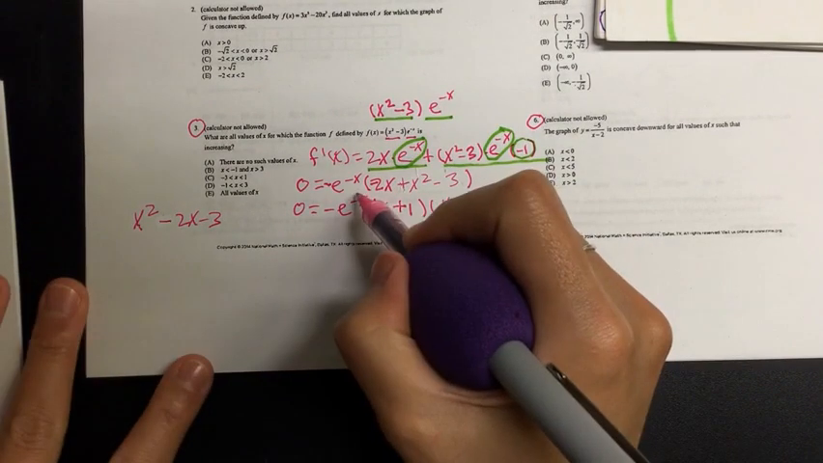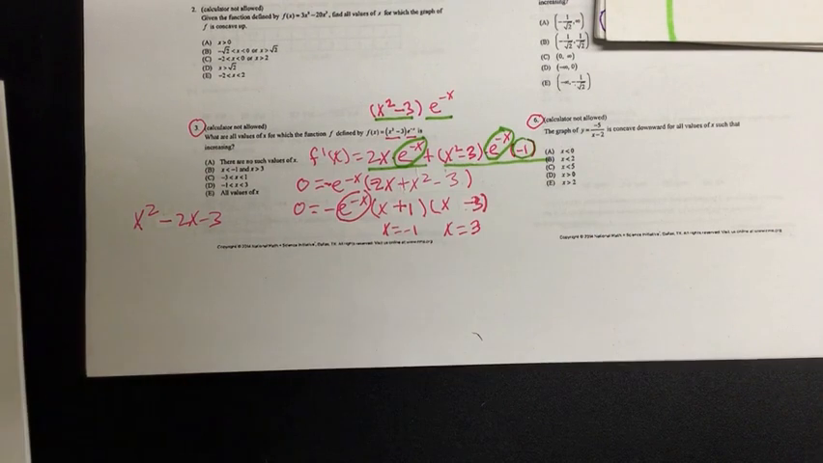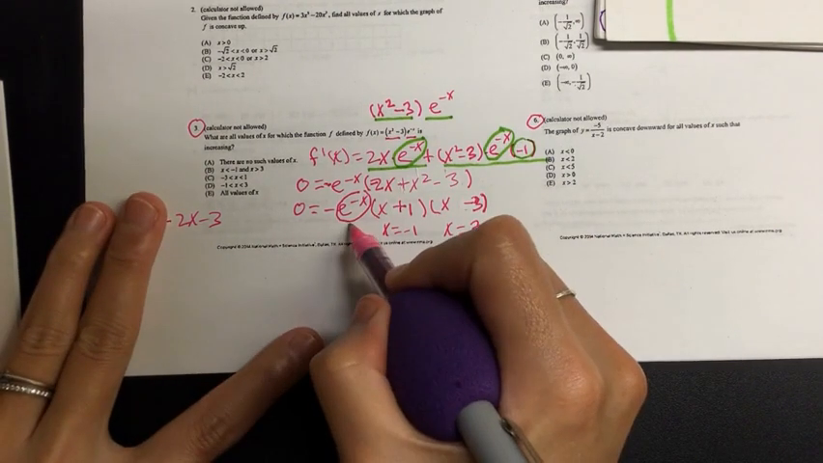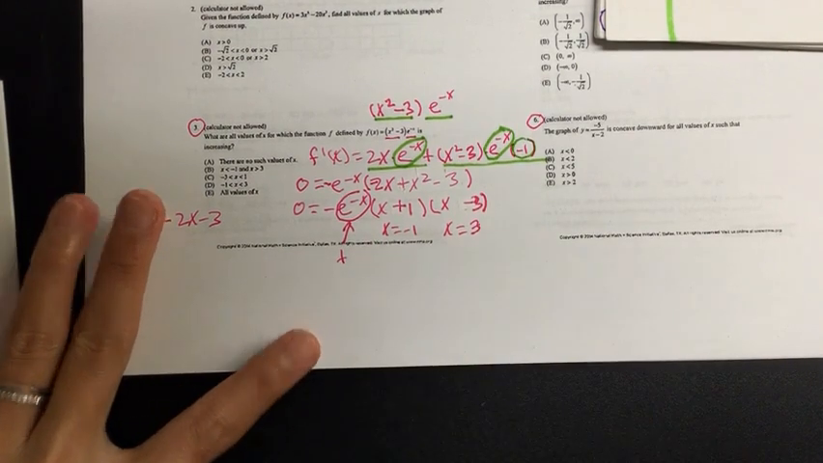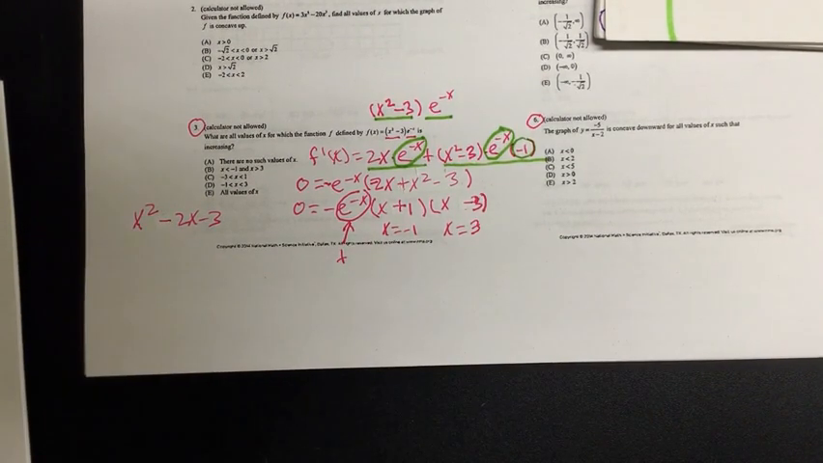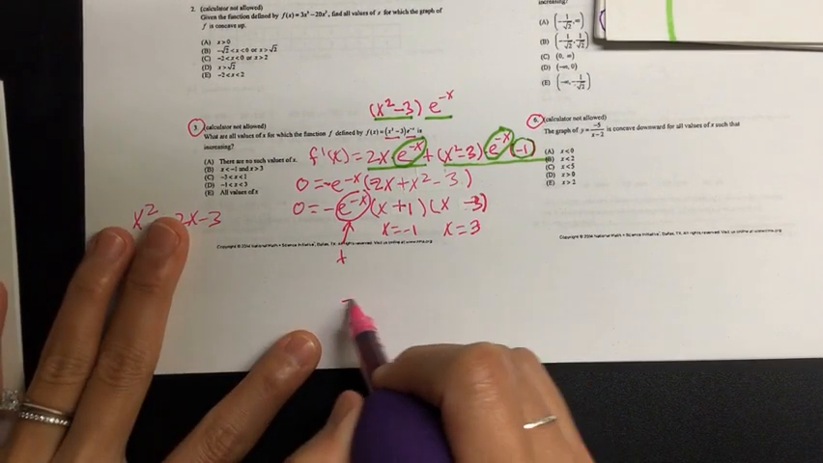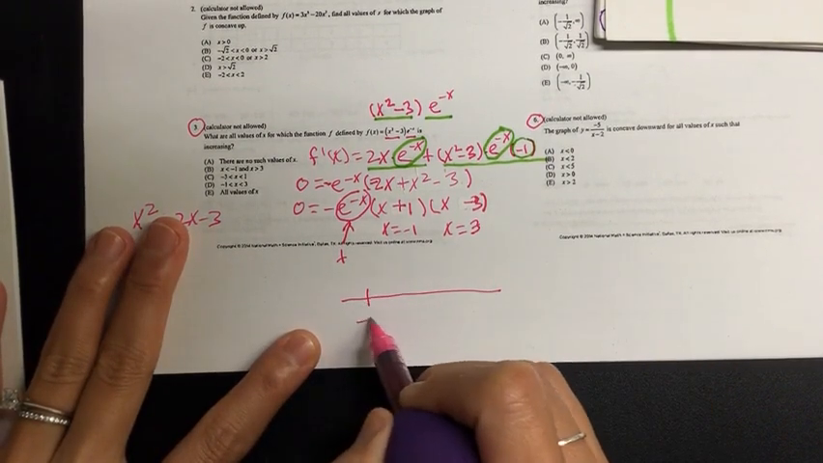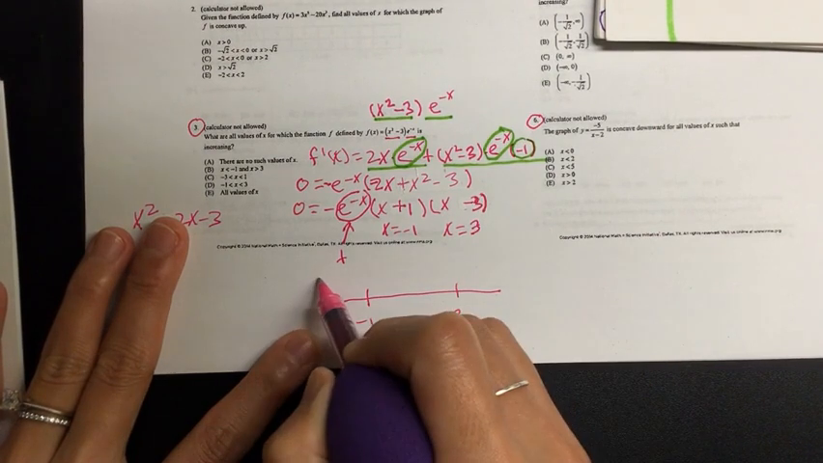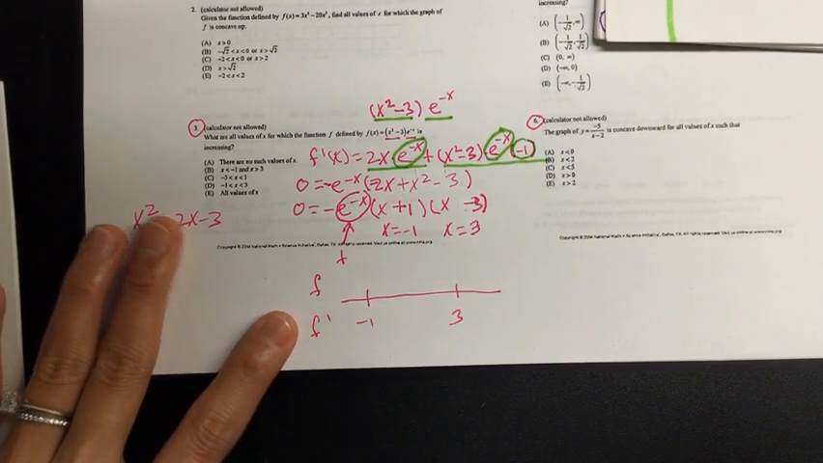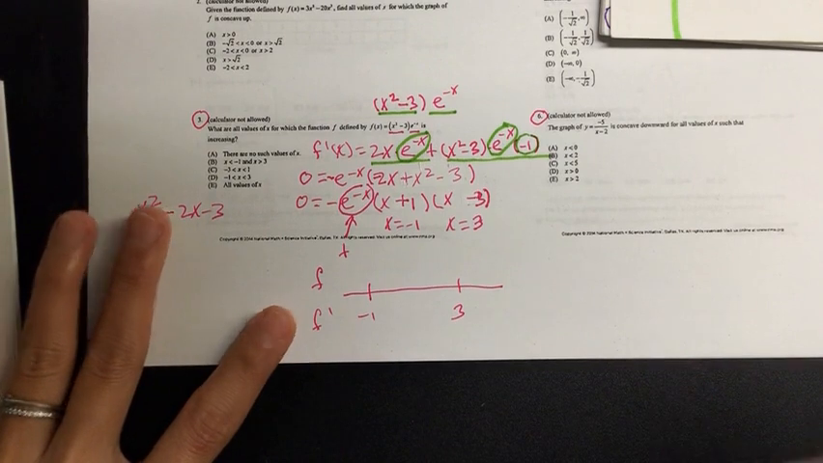And let's recall what e to the anything is going to be. E to the any power is always positive, no matter what. So therefore, we can't set that equal to 0 and find critical numbers on that one. So let's make our number chart. We have negative 1 and 3, and that's for f and f prime. So I need to plug it back in.